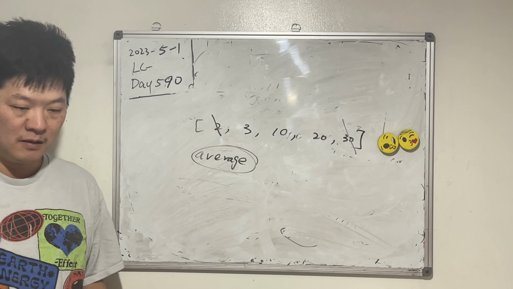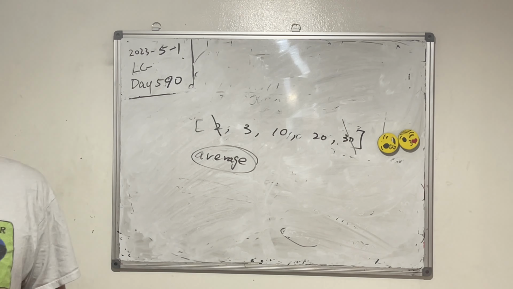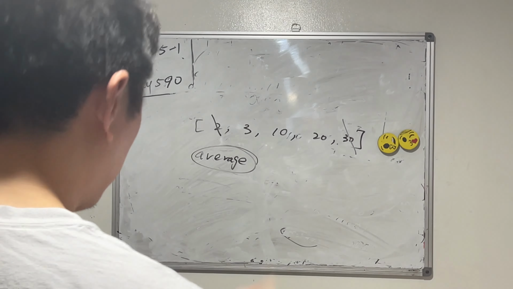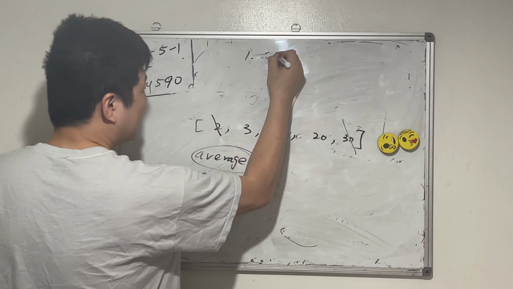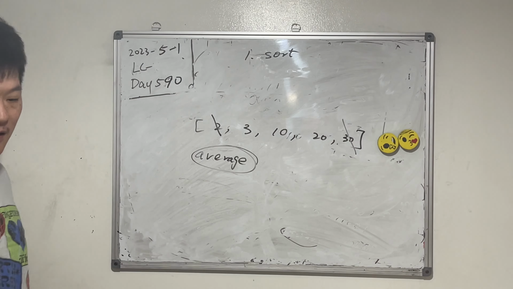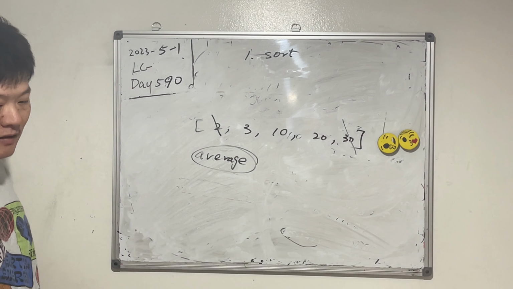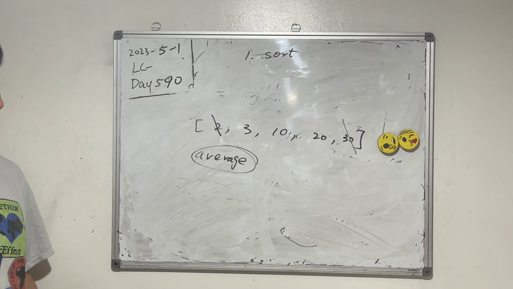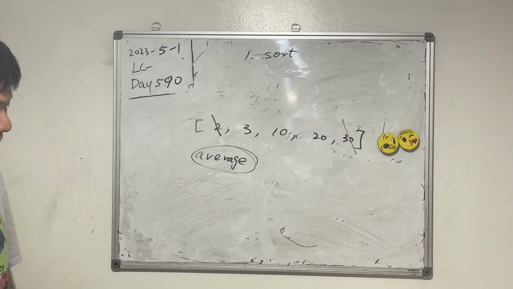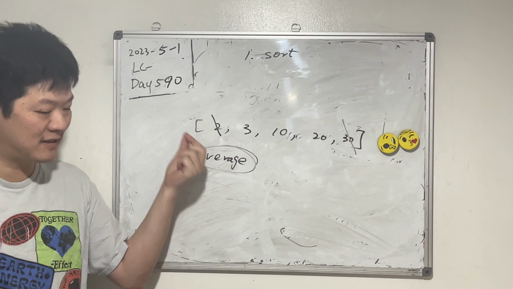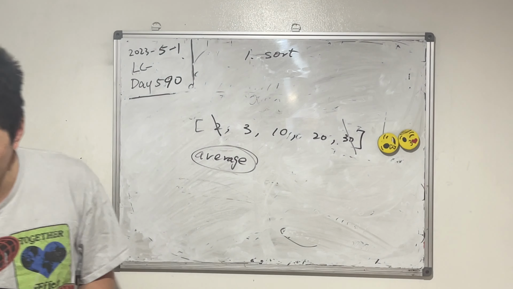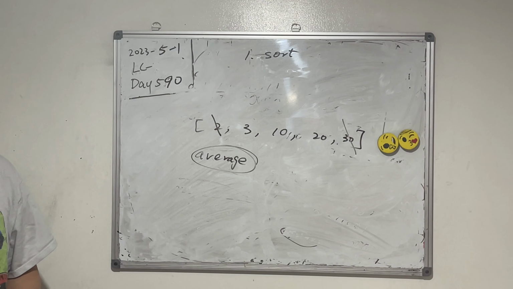You need to sort it. Yes, sort it. One way will be sorted, and then take away the first and last numbers when it's sorted, and then add the rest of the numbers together and then divide by the size, the number of the remaining, which is n minus 2, right? Sorting, this is a good way.